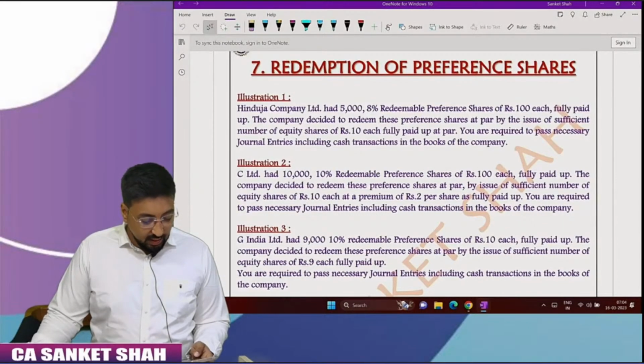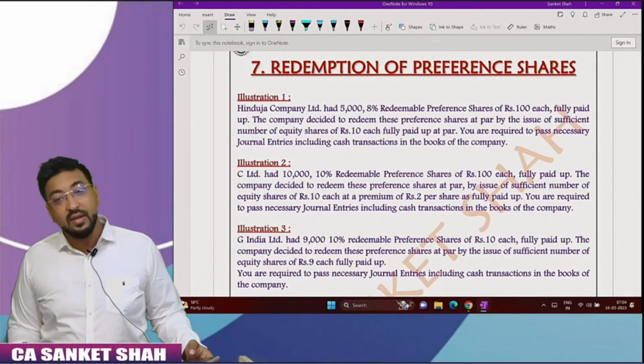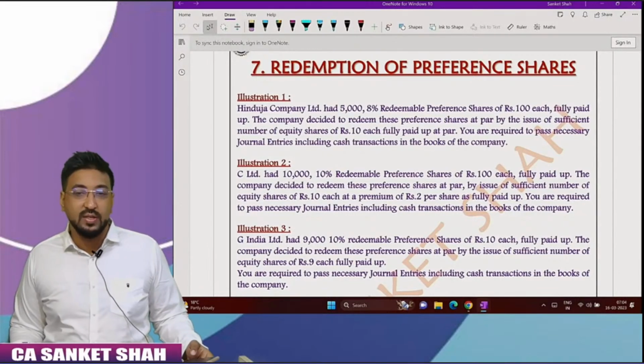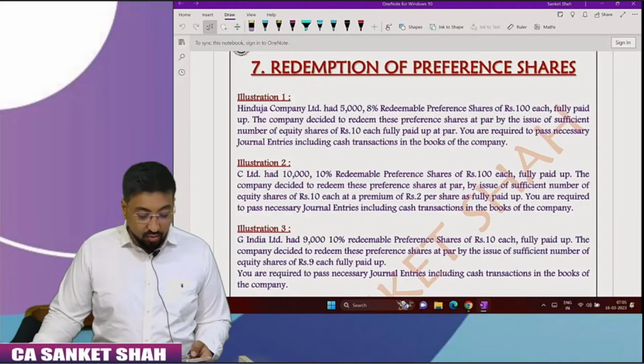Sir, you said the capital structure has to be maintained at the same level as it was before redemption, but if equity shares are issued at premium, it will increase the capital structure. Beta, increase is possible, decrease नहीं होना चाहिए. Increase is allowed, but decrease नहीं होना चाहिए. इतना याद रखिए. Good question and good thinking, beta.